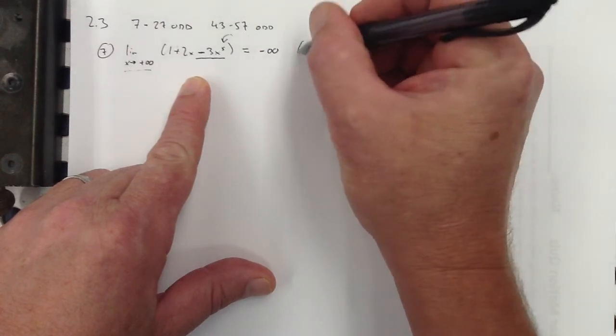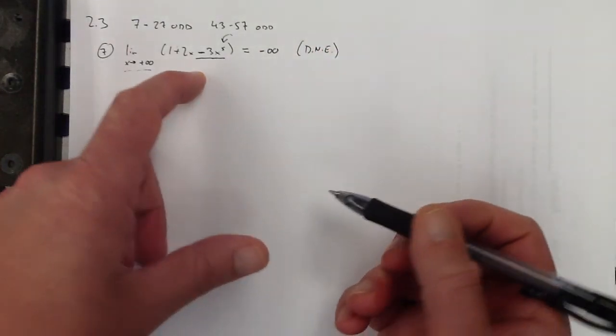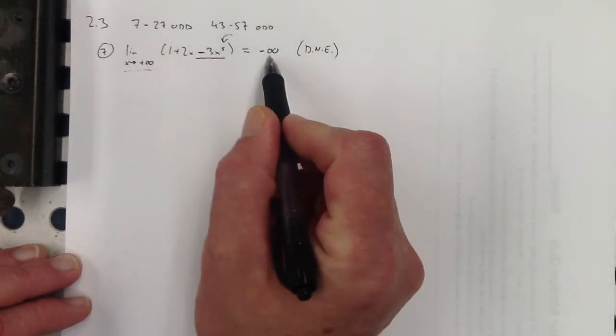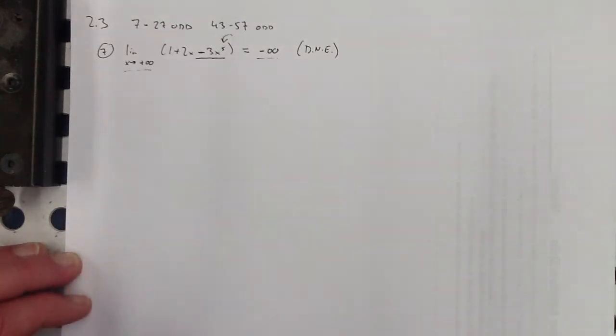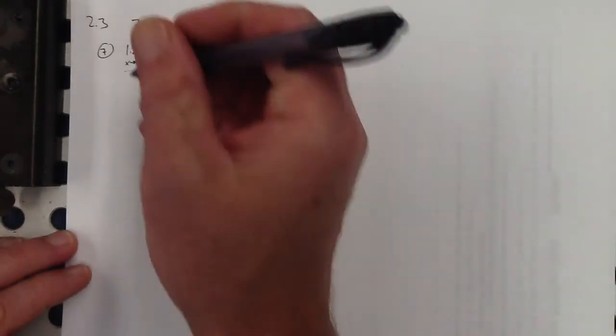And you could say does not exist. You can say that if you want. That's certainly true. This limit does not exist. But if we can be a little bit more specific, if it's true that it's just going to negative infinity or positive infinity, we can say that, and it's a little bit more information.